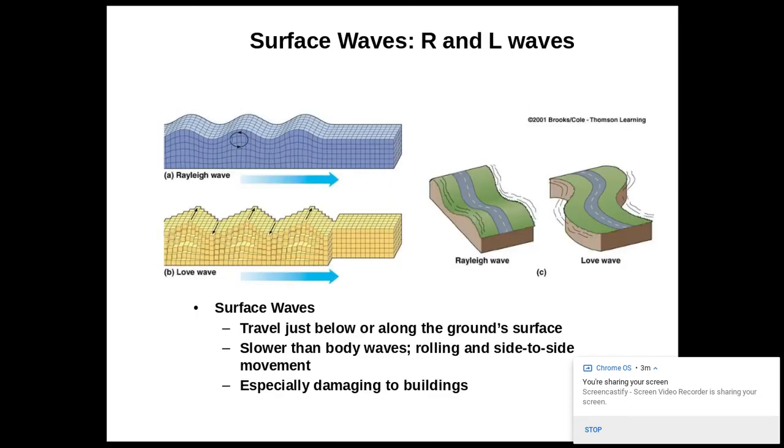And then we talk about the R and the L wave. These are actually the waves that cause the damage, the surface waves. Okay. The P and the S wave don't cause damage, the surface wave does.